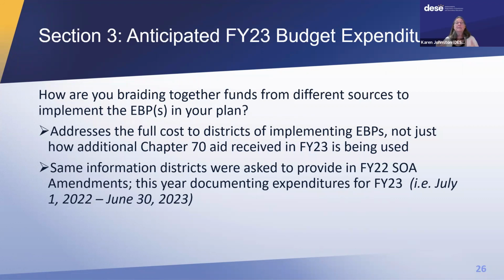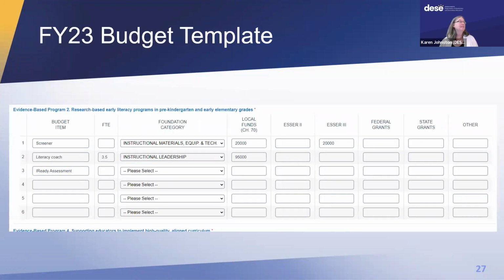This is documenting expenditures for FY23. Last year, you told us about how you spent funds in FY22. This year, we're asking about FY23. We know the year isn't done yet, so we're just going to ask you to project out to the end of June. But we're talking about the time frame July 2022 to June 2023. And we're asking for the same information we did last year, but we think that you'll find this data entry table more intuitive and user-friendly than the one you filled out last year. It looks more like a spreadsheet, but it has the same items in it.